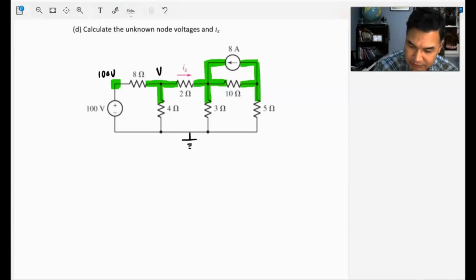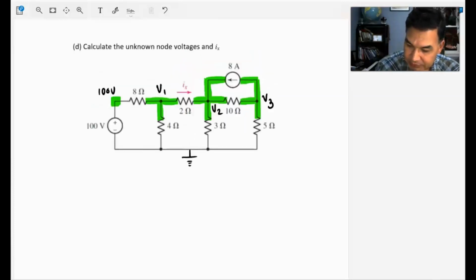Let's call the voltage here V1, the voltage here V2, and the voltage here V3. So you basically have 3 unknown nodal voltages, and our job is to figure out these 3 unknown variables. Algebraically, if you have 3 unknowns, you need 3 equations. So it's a 3 unknown, 3 equation problem, and we solve it.